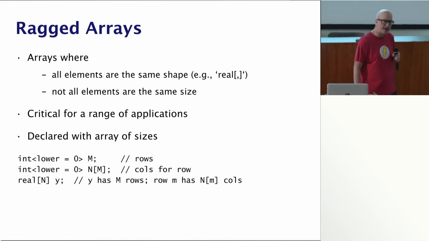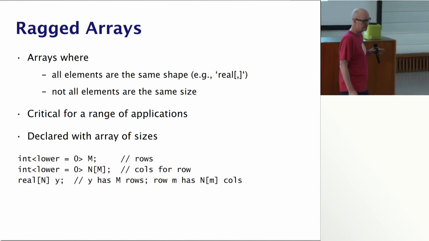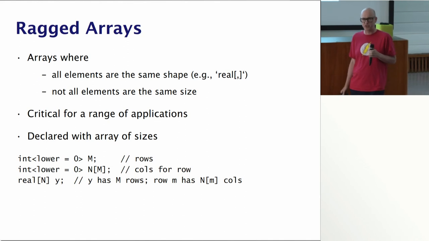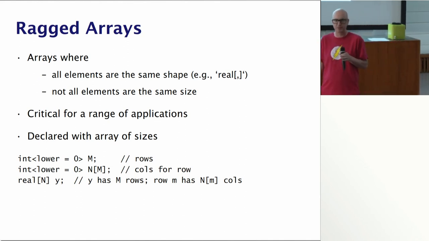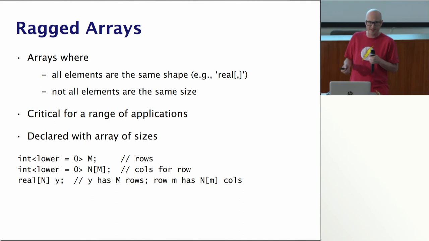Ragged arrays are something I think everybody can understand the utility of. Right now, there's a chapter in the manual on how you have to hack this up with one-dimensional arrays and do all the slicing, which is really ugly and really error-prone.